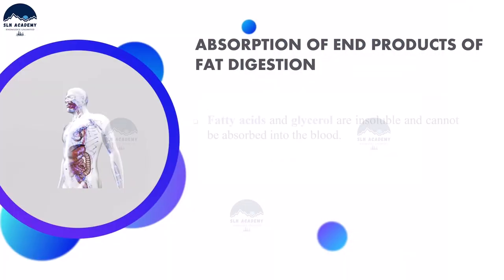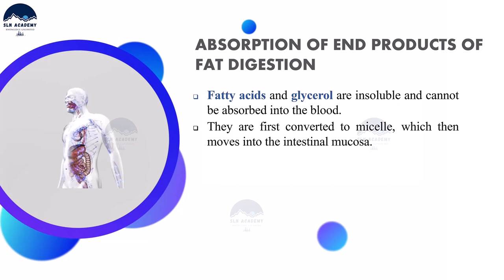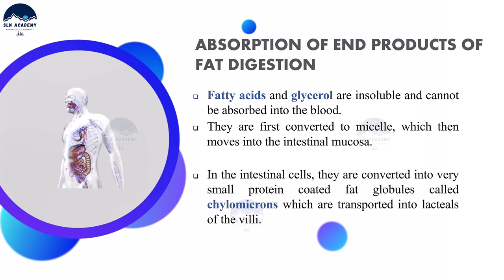Absorption and product of fat digestion. Fatty acids and glycerol are insoluble and cannot be absorbed into blood. They are first converted into micelles and then move into the intestinal mucosa. In the intestinal cells, they are converted into very small protein-coated fat globules called chylomicrons, which are transported into lacteals of the villi. Lymph vessels carry chylomicrons into the bloodstream.